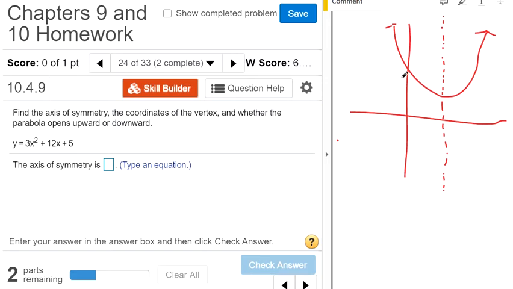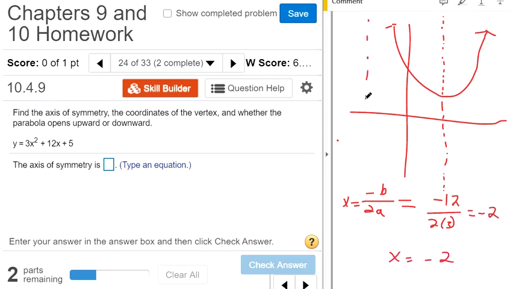So what's the equation of that line? We actually have a nifty little formula for it. It's x equals negative b over 2a, where a is the number next to the squared variable, so our a is 3. B is the number next to the regular variable, so our b is 12, and then c would be 5, but we don't need c for this formula. So for the axis of symmetry, if you plug in 12 for b, that makes negative 12 over 2 times 3. If you simplify that, it gives you negative 2. So x equals negative 2.